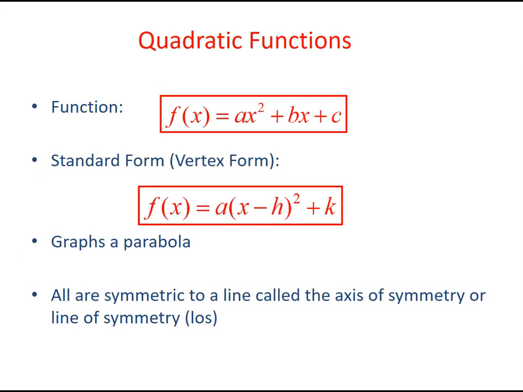Quadratic functions are in the form f of x equals ax squared plus bx plus c. The standard form for the vertex is f of x equals a times (x minus h) squared plus k. And we have to graph the parabola, and all of it is symmetric to a line called the axis of symmetry, or the line of symmetry, LOS.